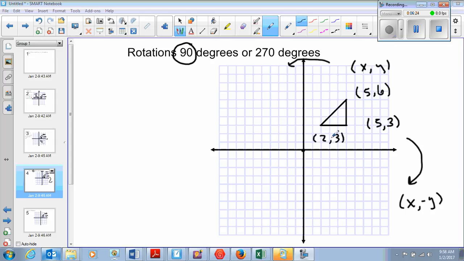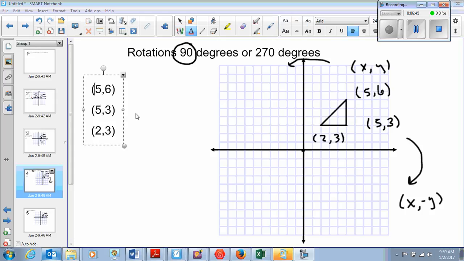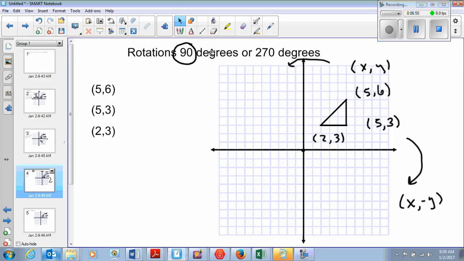As we rotate, we want to keep a couple of things in mind. We're going to be changing the y values. They're going to be going from positive y's to negative y's. But also something else is going to happen. We're actually going to flip-flop or switch our x and y values. So let's see what I mean by this. We have our points over here, which I'm going to write out. So here are our 3 points, 5, 6, 5, 3, and 2, 3.